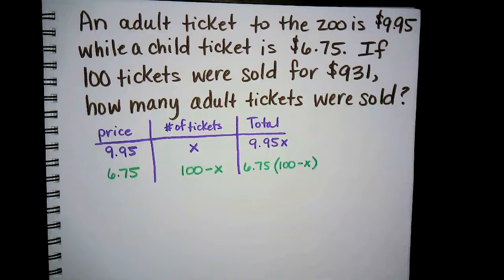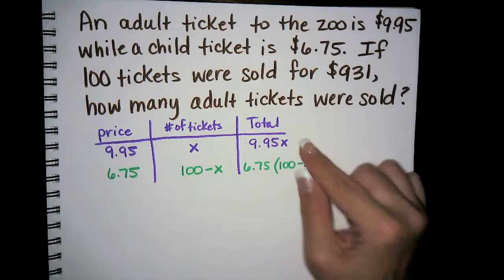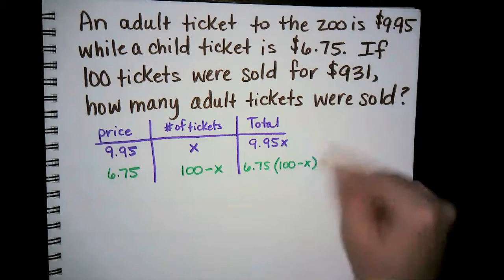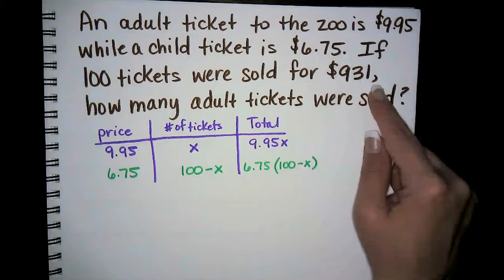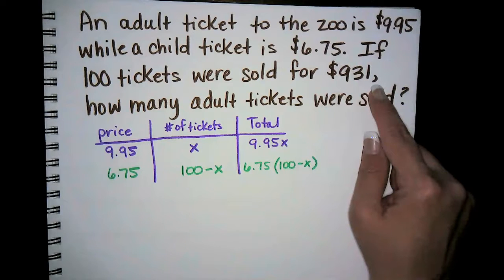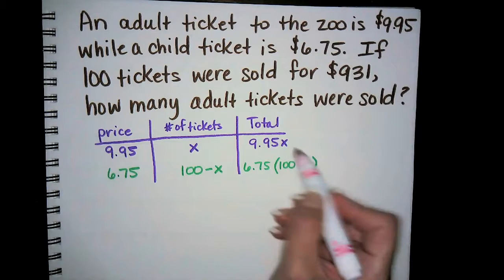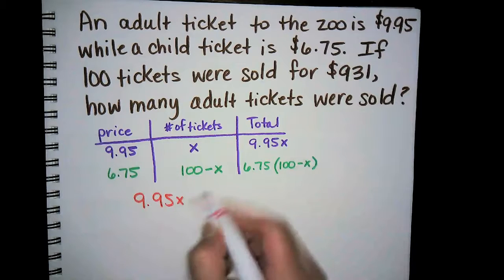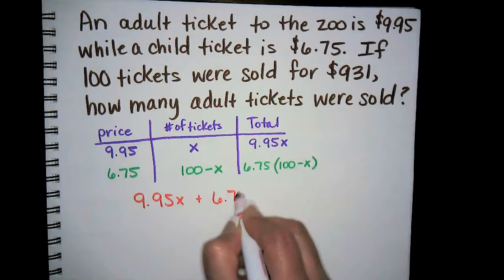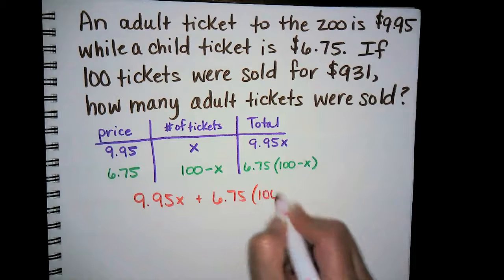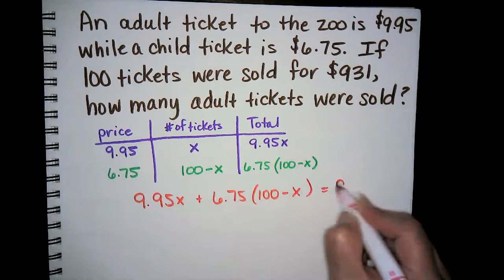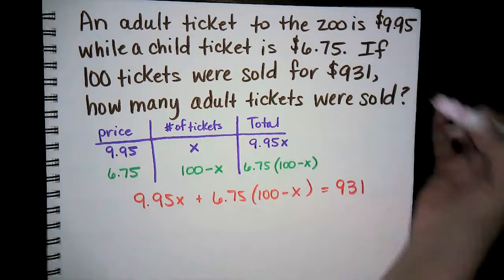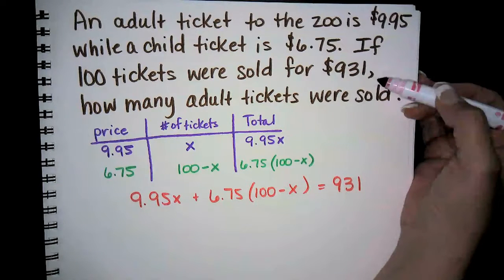All right, now these two totals, the adult tickets and the children's tickets, they have to total the $931 that we were told was made on these tickets. So let's write that equation. I'm going to take these two, 9.95x and 6.75 times (100 minus x), and I'm going to set that equal to 931, for that's the total ticket sales we were told.